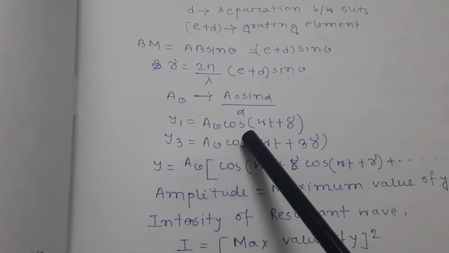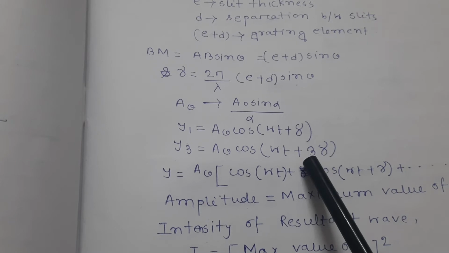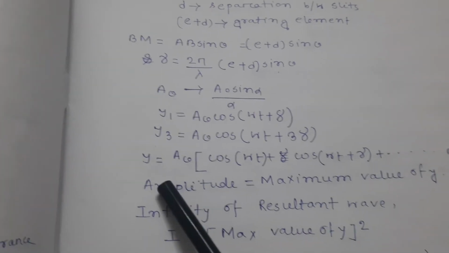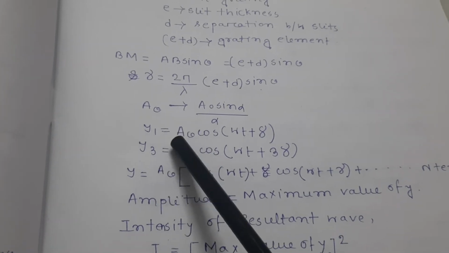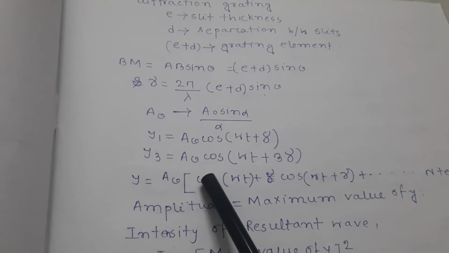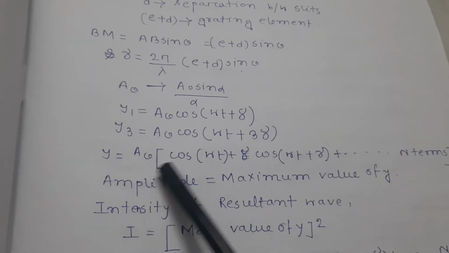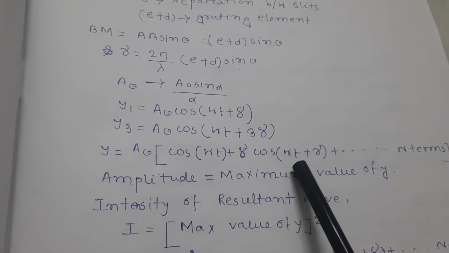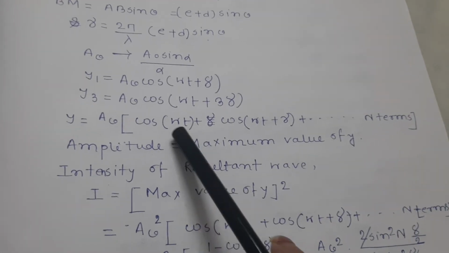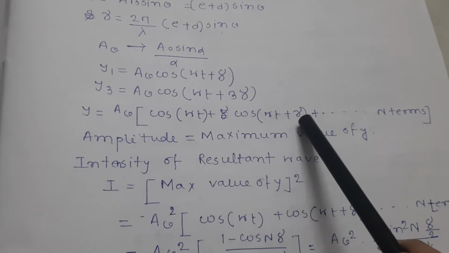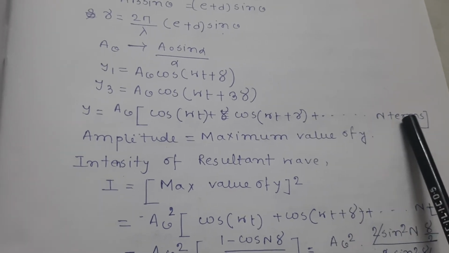Y1 equals A theta cos (omega t plus delta), and Y3 equals A theta cos (omega t plus 3 delta). The resultant Y equals Y1 plus Y2 plus Y3, and A theta is common here. So A theta into cos omega t, with no path difference, plus cos (omega t plus delta) plus cos (omega t plus 2 delta), and so on up to n terms.